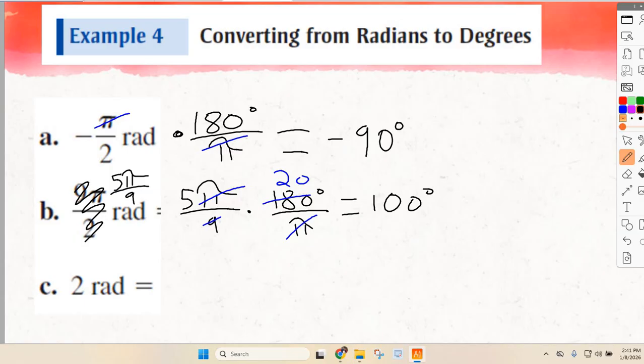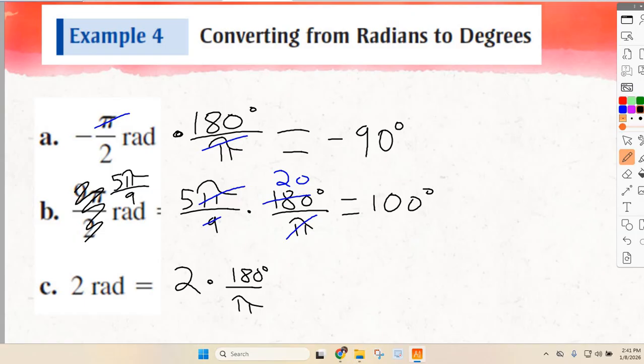Now, let's do this last one together. We do need to be careful. Notice that I have 2 times. This is still in radians, so I still need my pi to be on the bottom. Yes? But do I have a pi on top to reduce with? No. So be careful, because we did have the unit rate that 2 pi equals 360.